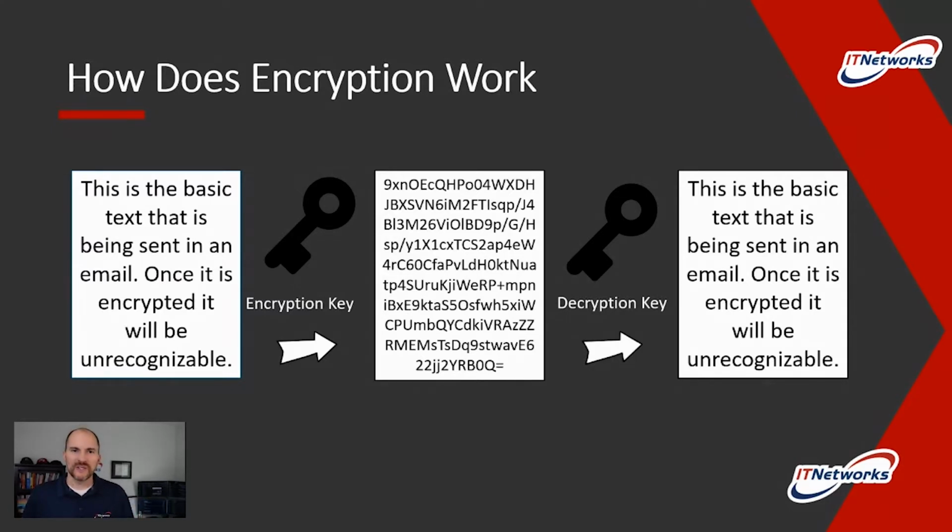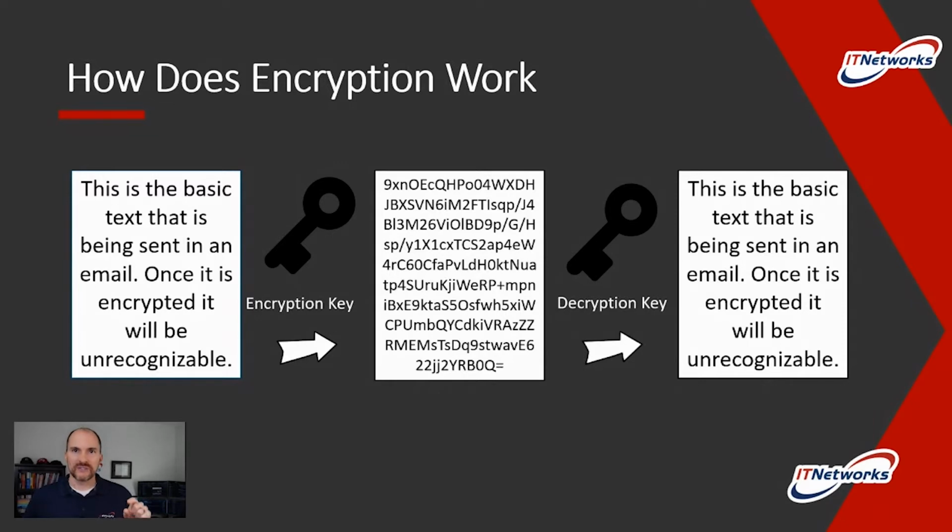So this example I have here is a basic text, right? I just wrote some basic text here. This is the basic text that is being sent in an email. Once it's encrypted, it will be unrecognizable. I took that text and ran it through an encryption algorithm and got the middle text, which is gibberish, right? Nobody looking at that can understand that it means the basic text. It's gibberish. That is basically what encryption does to files and to data that's being sent.